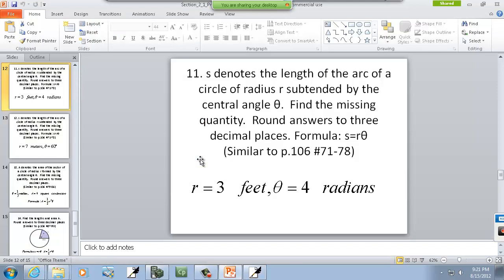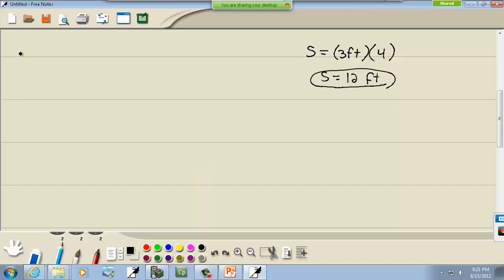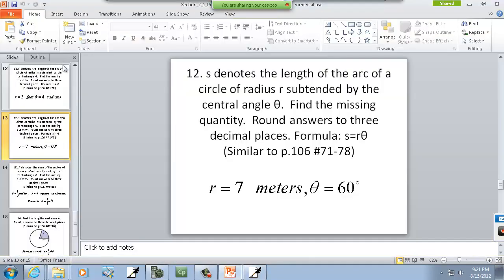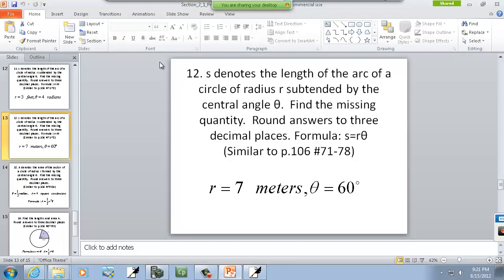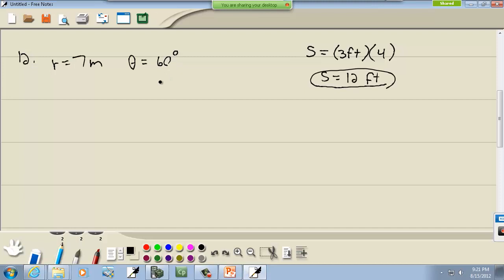Now this next one, we actually have to do the conversion. So let's take a look at it. We got r is equal to 7 meters. And theta is equal to 60 degrees. Well, theta has to be in radians, so let's convert it. We got 60 degrees, I'll put over 1. And again, use dimensional analysis. Degrees is here, so degrees has to be down here. So I got 180 there, and this would be pi radians.